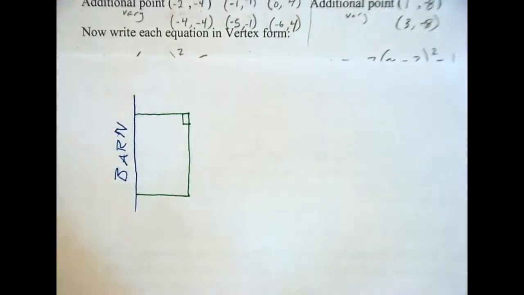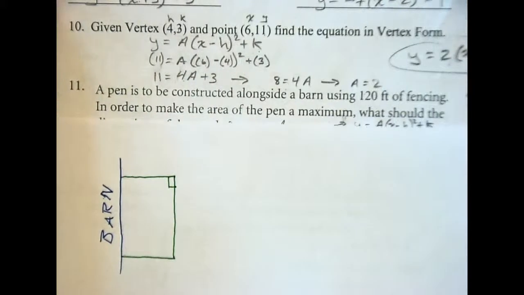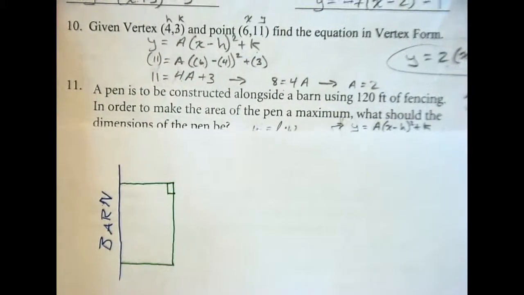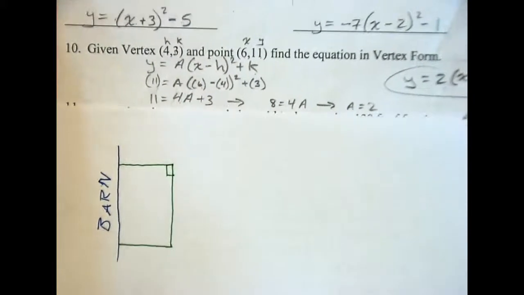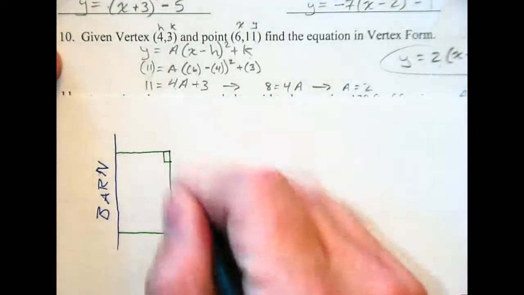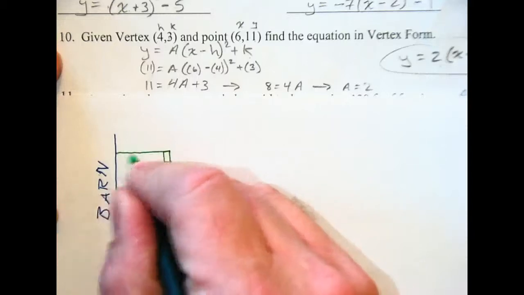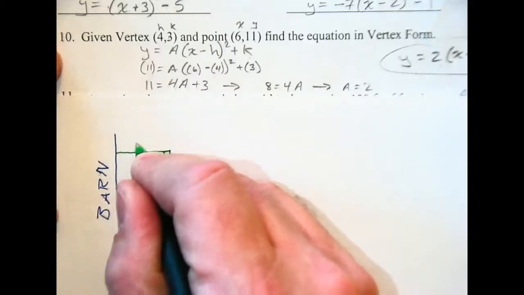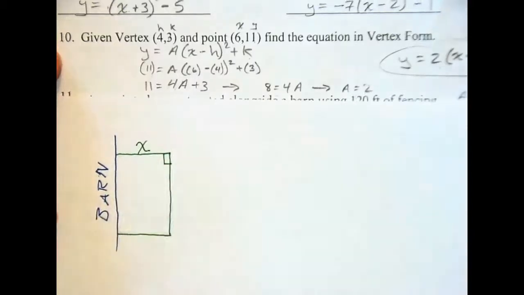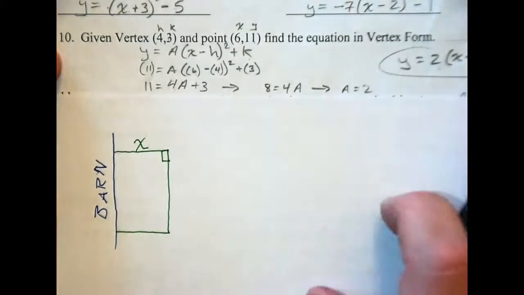And I know, based upon what they've told me, that I'm using 120 feet of fencing. In order to make the area of the pen maximize, what should the dimensions be? Well, I want to maximize it. I'm using 120 feet of fencing, so what I'm going to do is call this length right here, my width, X. Okay? If that's X, tell your neighbor what else you know.